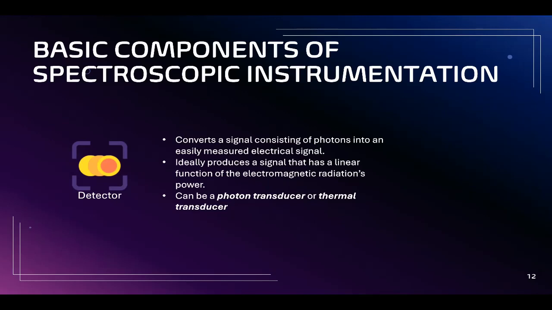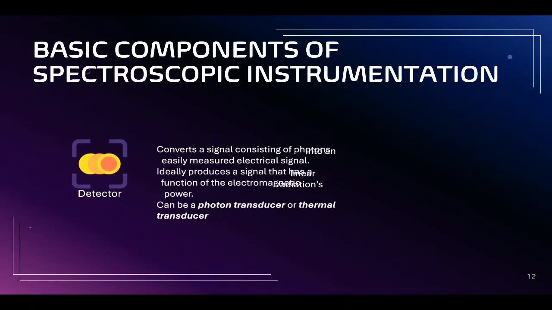The detector captures the radiation transmitted through or reflected from the sample. It converts this radiation into a measurable signal, typically electrical, which can then be processed and analyzed to obtain spectroscopic information. Ideally, it produces a signal that is a linear function of the electromagnetic radiation's power.